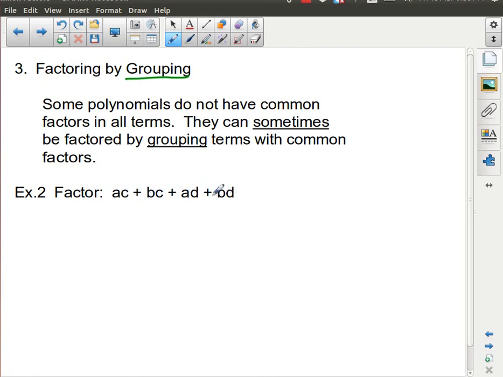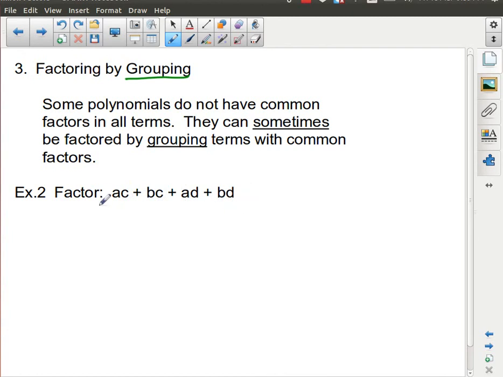You can see I've got the letters A, B, C, D here, but here I've got A and C, the first and the third. Here I've got B and C, the second and the third. So not everybody, here's A and D. C is common between these first two. A is common between these first and third terms. B is common between the second and last term. D is common here.